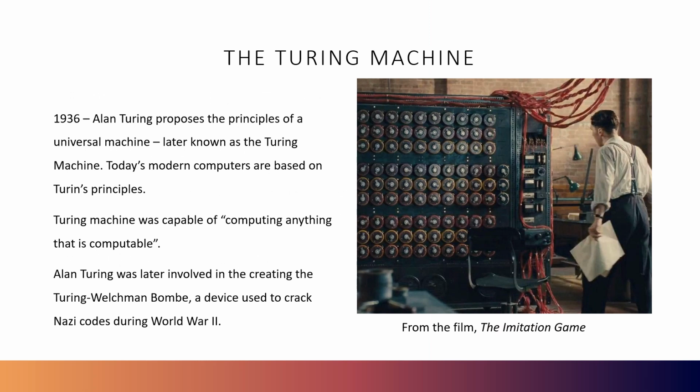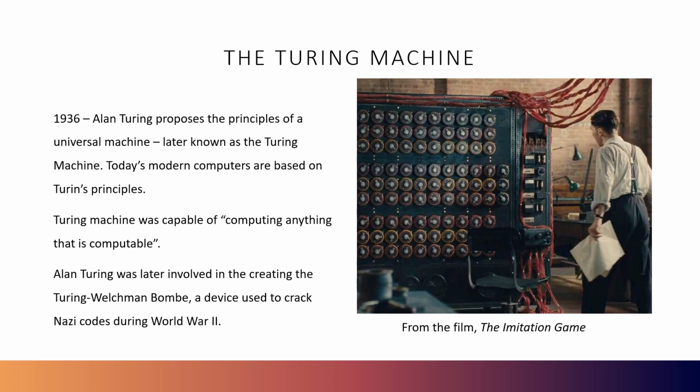In 1936, a man by the name of Alan Turing shocked the world when he presented the principle of a universal machine, a device later known as the Turing machine. This machine was technically capable of computing anything that is computable. Today's modern computers are based on his ideas.